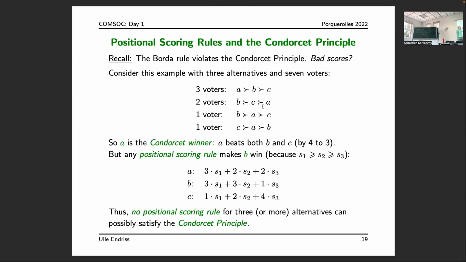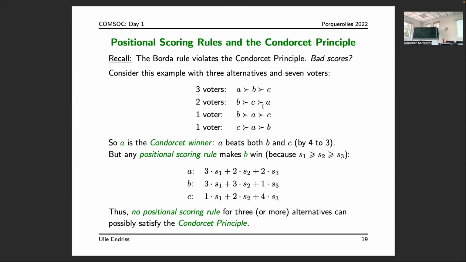Example with 7 voters and 3 alternatives. A is the Condorcet winner, I say here, so let's just check. A against B, 4 people, so yes, it's a majority. A against C, 3, 4, also a majority. So yes, A is the Condorcet winner. So A should win under Condorcet, according to Condorcet.